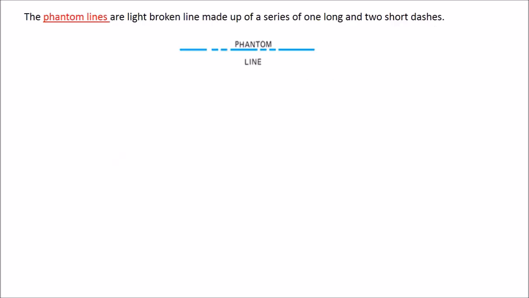Next, we'll discuss the phantom line. The phantom line is a light, broken line made up of a series of one long and two short dashes. And the purpose of the phantom line is to show alternate positions of a part, to show the relationship of an existing part to a new part, or to show a machine surface. So take a few minutes and look at this slide video.